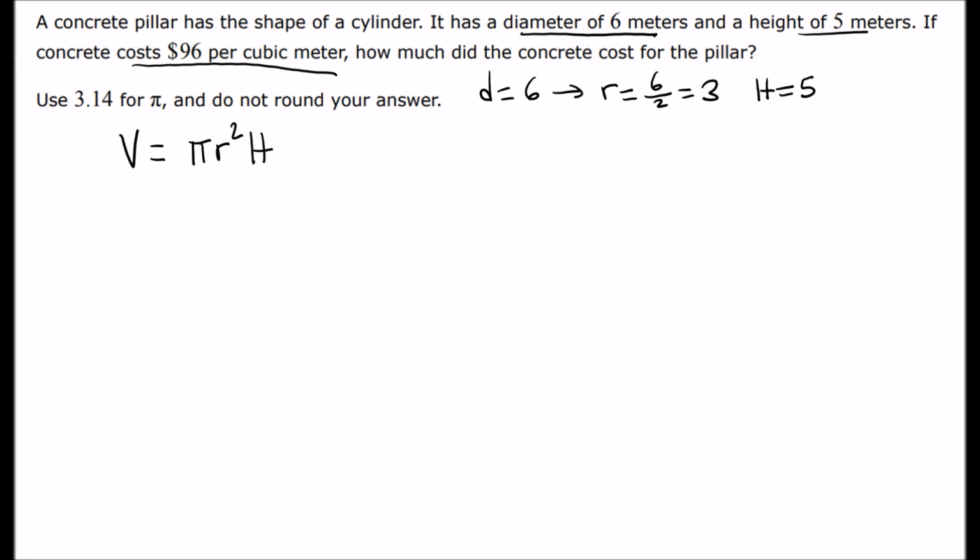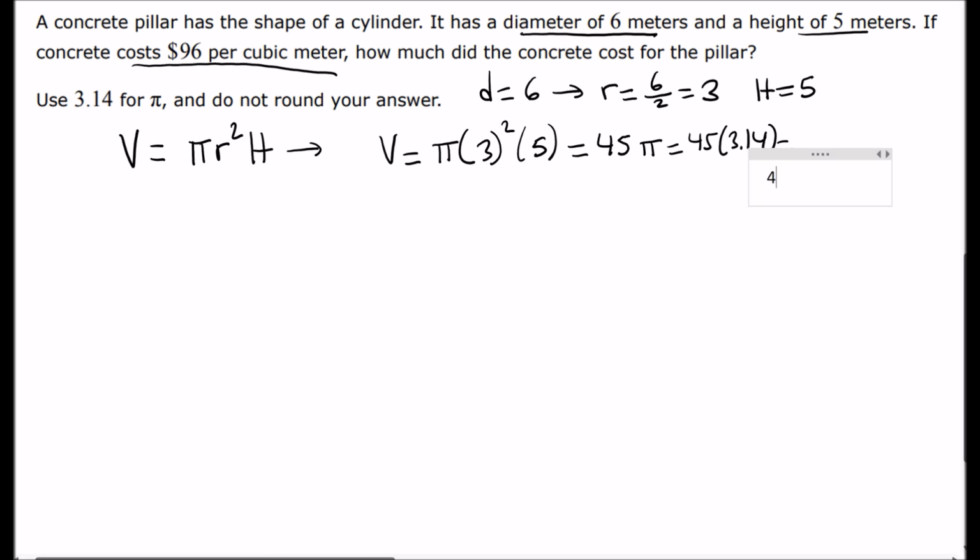Let's calculate the volume. All right, so we got volume equals pi times r squared times height. So it's going to be 3 times 3 is 9. 9 times 5 is 45. So we get 45 pi. And of course we can replace pi with 3.14. And we'll see what we get there. So we get 141.3. And that's cubic meters of concrete.